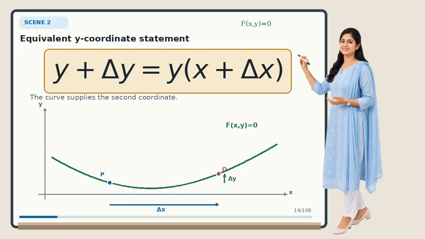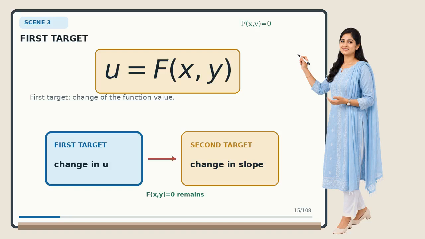This equation records exactly why Q lies on the curve. Its y coordinate is not guessed, it is the curve value at x plus delta x. Our first target is the total change in u as x changes and y follows the curve. We are not yet differentiating the slope.